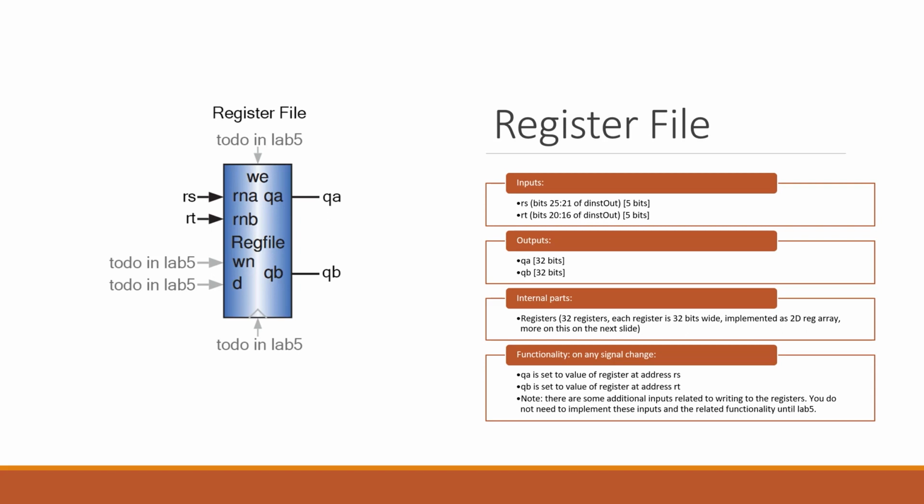The functionality of this module will be that on any signal change, the value of QA is set to the value of the register at address RS, and QB is set to the value of the register at address RT. Note that there are some additional inputs related to writing to the registers, but you do not need to implement these inputs and the related functionality until Lab 5, so don't worry about them for right now.